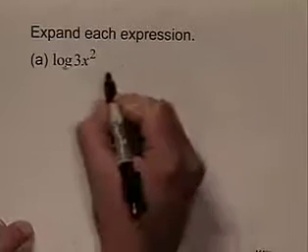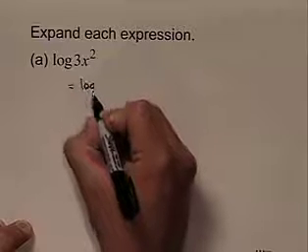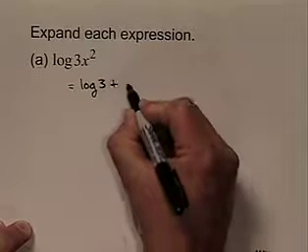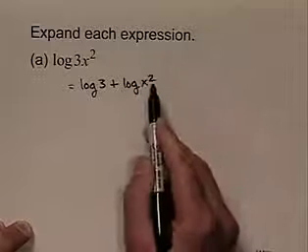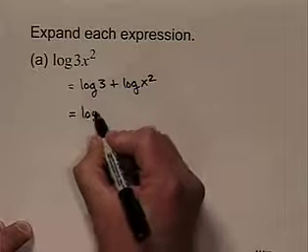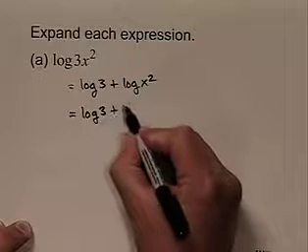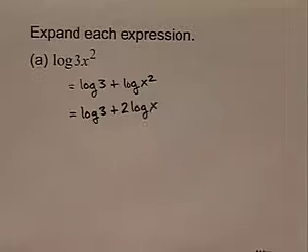The first one was log of 3 times x squared. So the first thing we can do here is write this as a sum. We have the log of 3 plus the log of x squared. And finally, we can bring this 2 out in front of this log, so we'd have the log of 3 plus 2 times the log of x. Let's take a look at the second one.